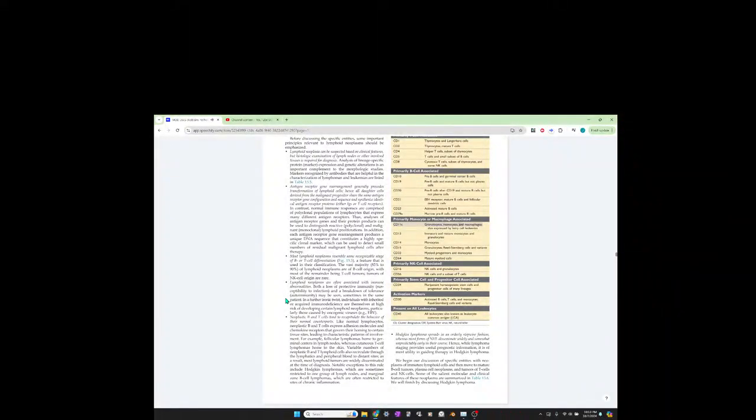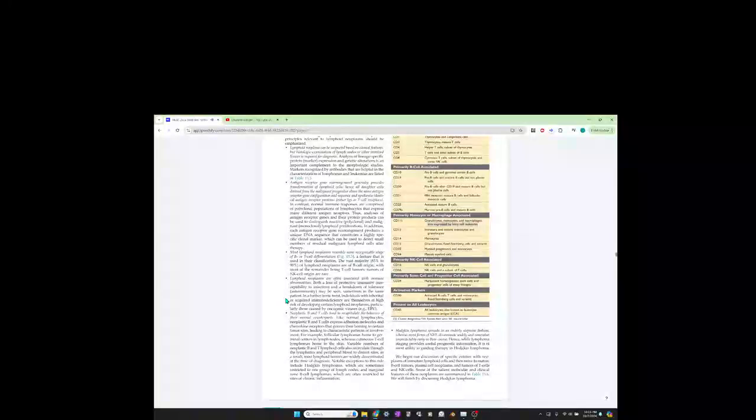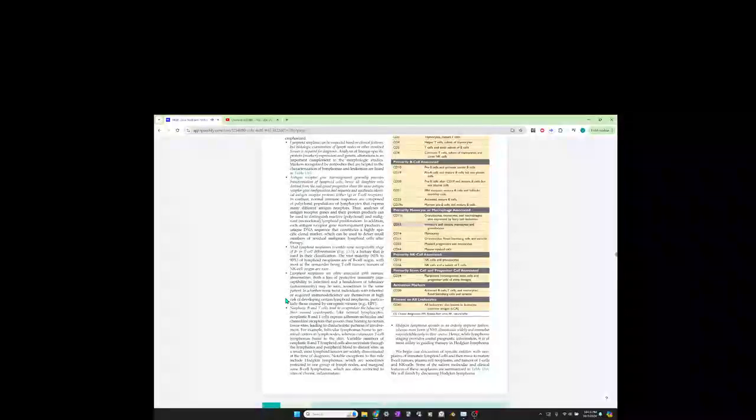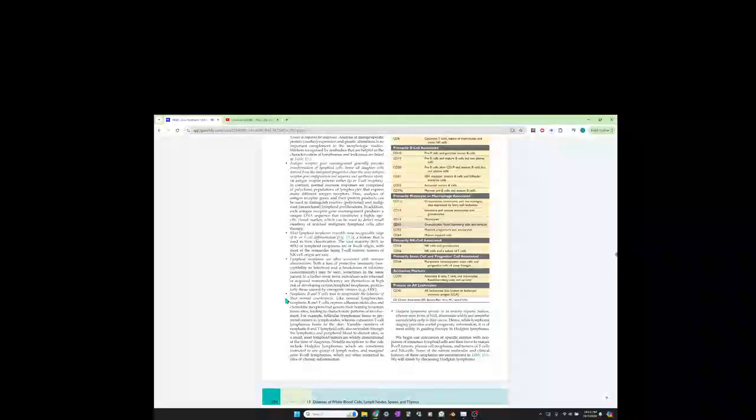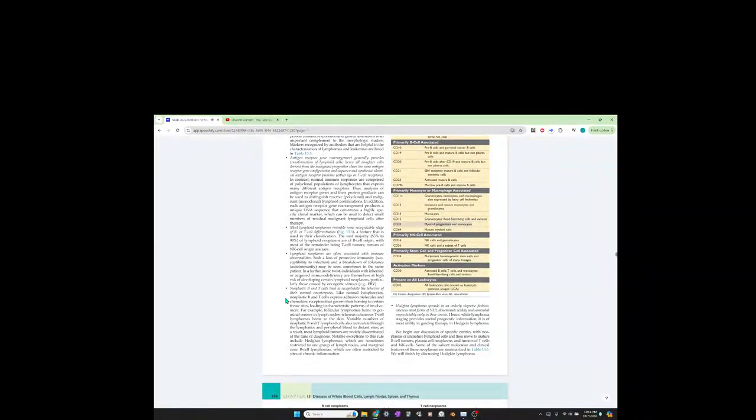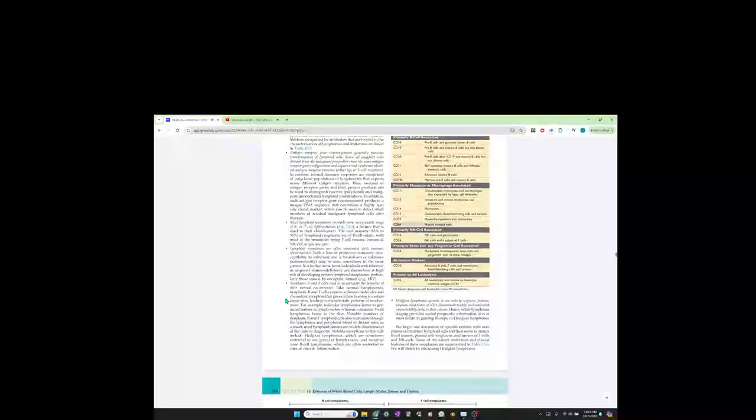CD11c: granulocytes, monocytes, and macrophages, also expressed by hairy cell leukemias. CD13: immature and mature monocytes and granulocytes. CD14: monocytes. CD15: granulocytes, Reed-Sternberg cells and variants. CD33: myeloid progenitors and monocytes.